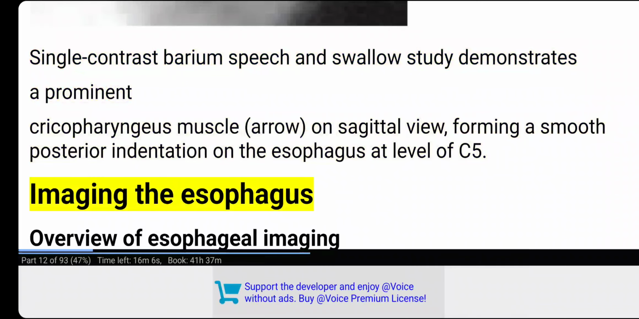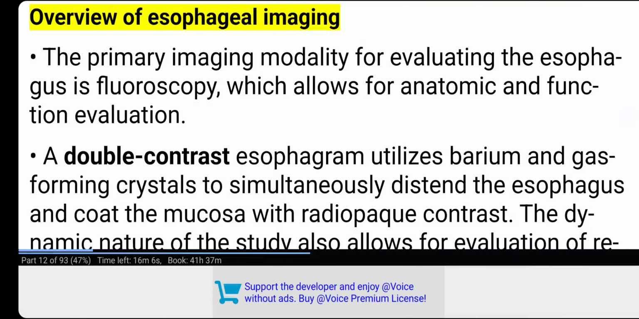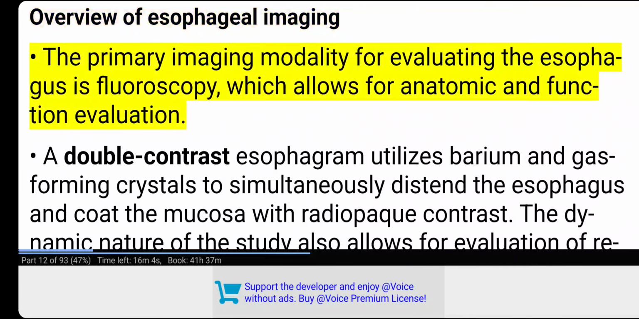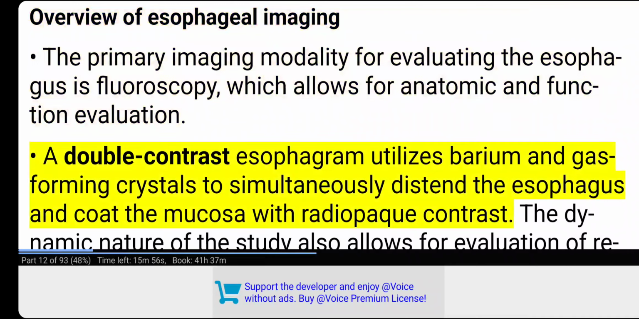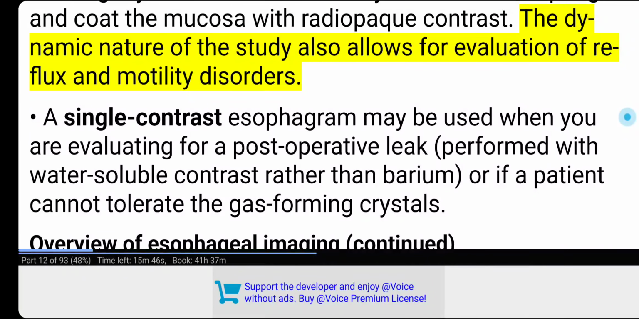Imaging the esophagus. Overview of esophageal imaging. The primary imaging modality for evaluating the esophagus is fluoroscopy, which allows for anatomic and functional evaluation. A double contrast esophagram utilizes barium and gas-forming crystals to simultaneously distend the esophagus and coat the mucosa with radiopaque contrast. The dynamic nature of the study also allows for evaluation of reflux and motility disorders.